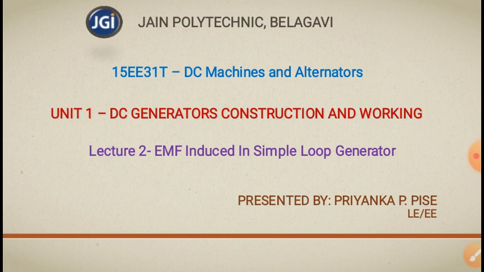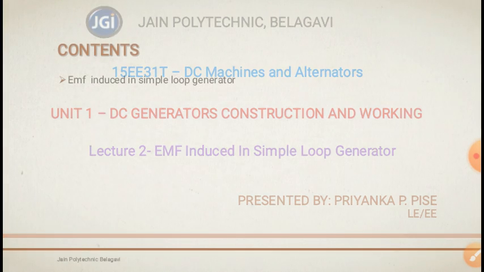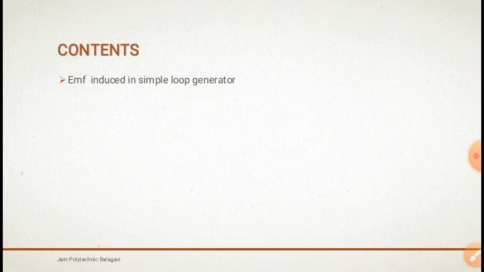The video is mainly based on the subject DC machines and alternators with a subject code 15EE31T. So in this video, we are going to study Unit 1, that is DC generators, construction and its working. So the contents of this video are EMF induced in a single loop generator.